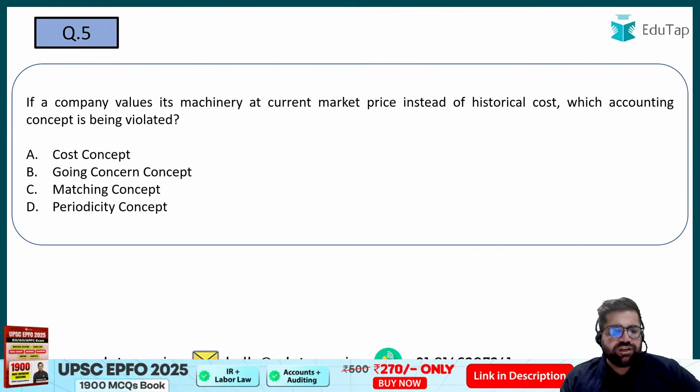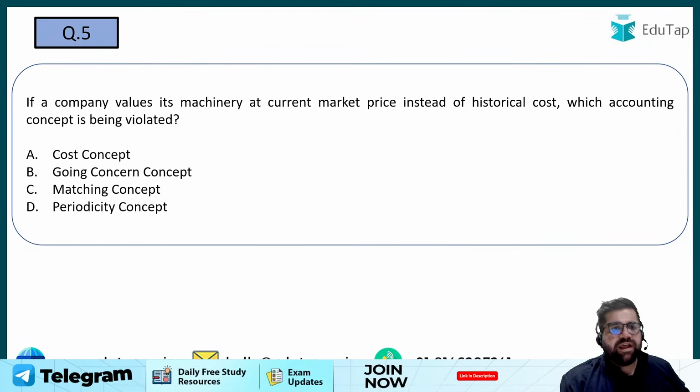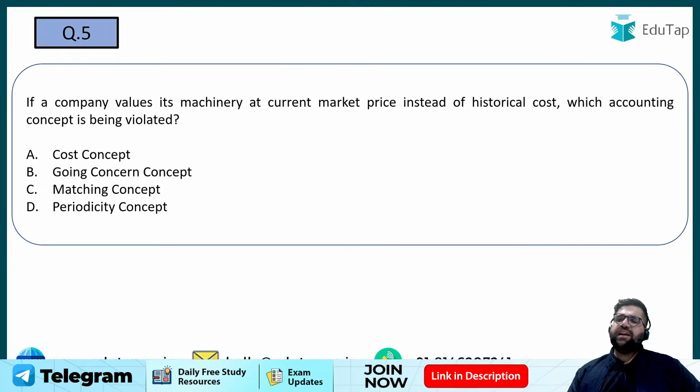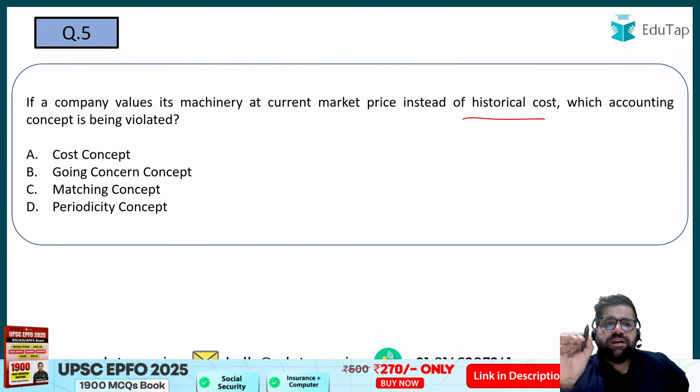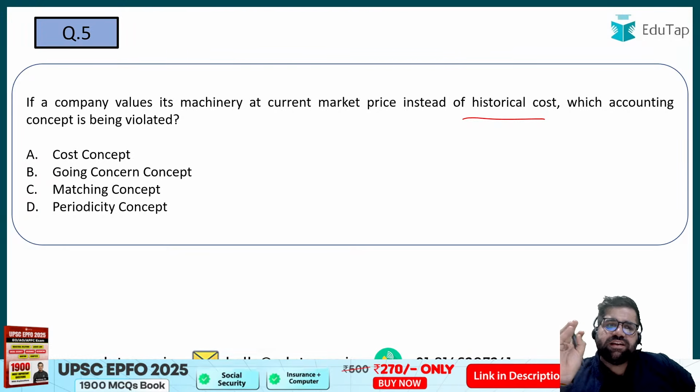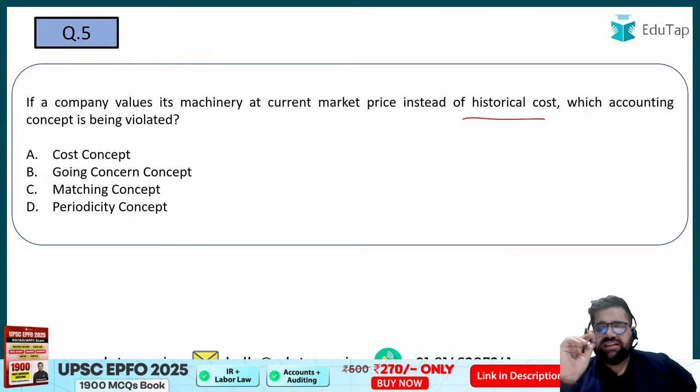Chaliye, next question, question number 5. I am expecting right answers for the fifth one also. If the company values its machinery at current market price instead of historical cost, which accounting concept is being violated? As per cost concept, as per going concern concept, as per matching, or as per periodicity?